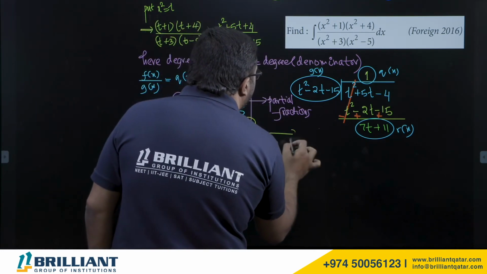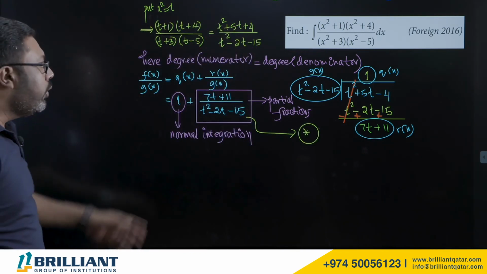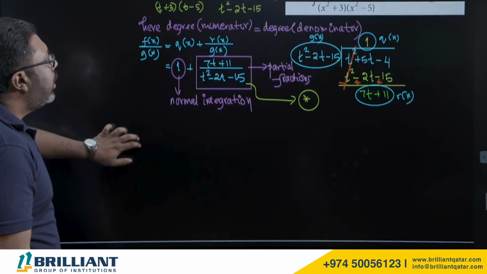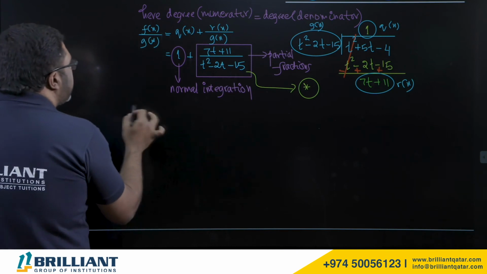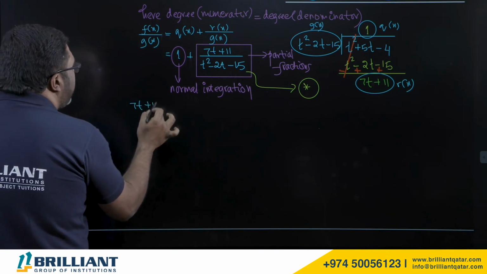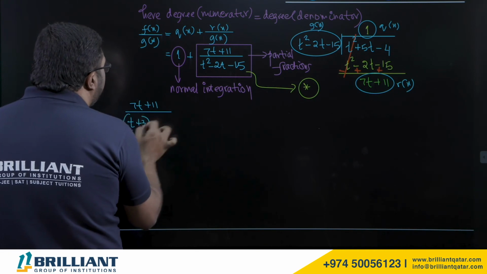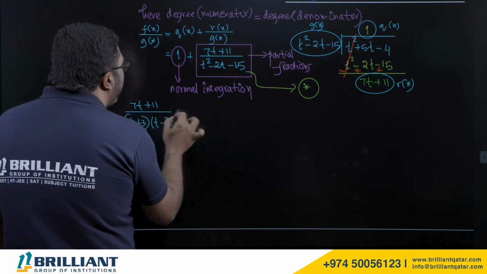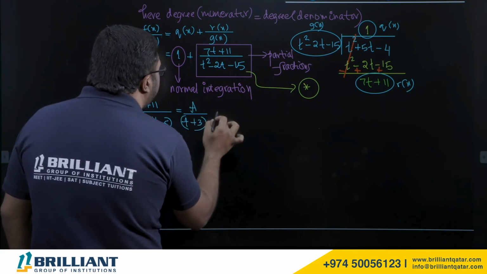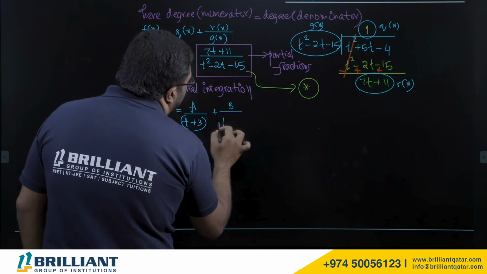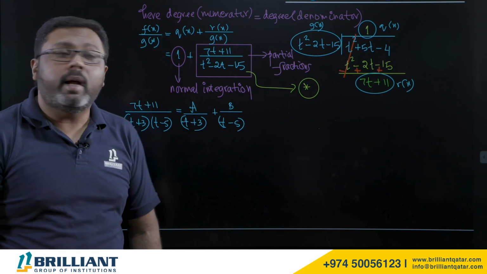answer. So let's call this equation star. So let's go for the partial fraction factor first. The partial fraction part is (7t plus 11) divided by (t plus 3) into (t minus 5). Simple factors are A by (t plus 3), B by (t minus 5).